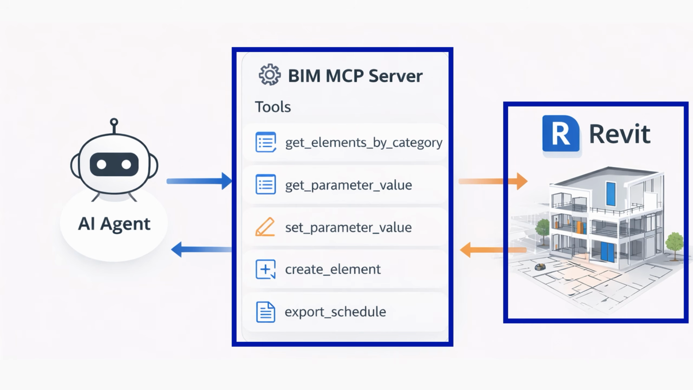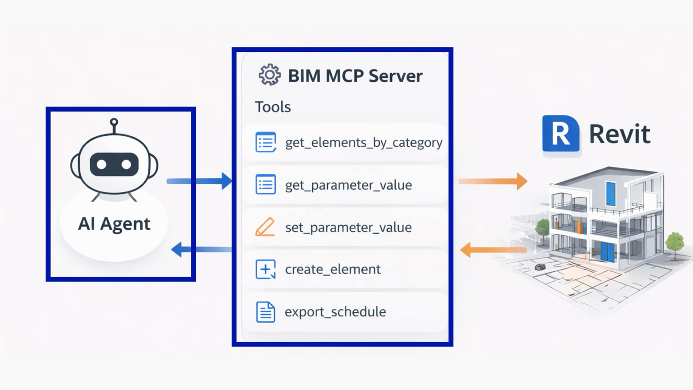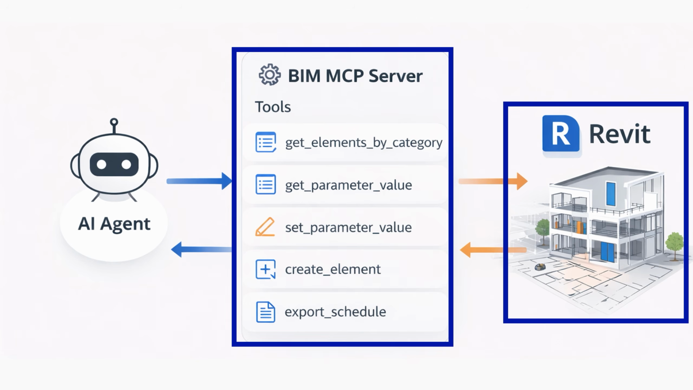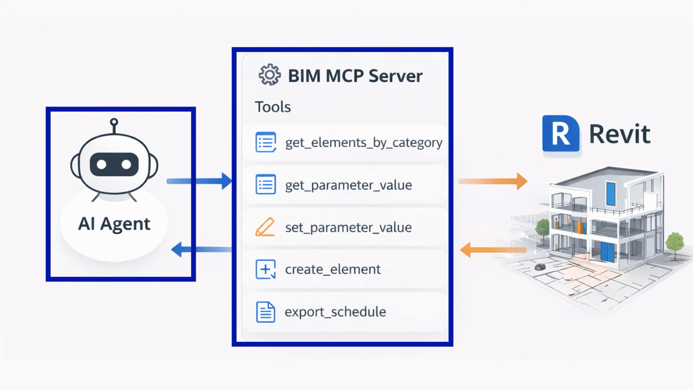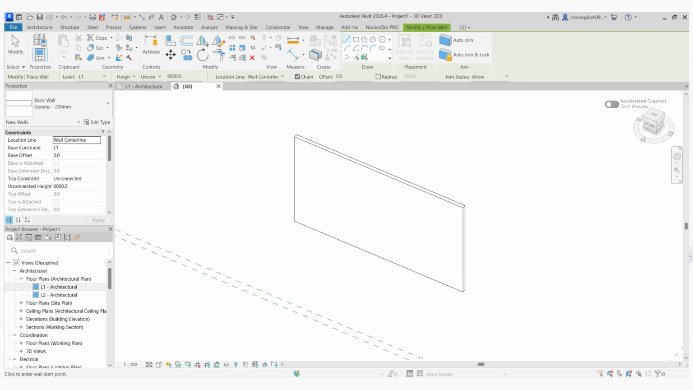So this is not a one-shot command, it's a loop. Understand the tools, prepare the inputs, send the request, check the result, fix errors, repeat, and that's what makes an AI agent powerful. It keeps going until the wall is successfully created in Revit.